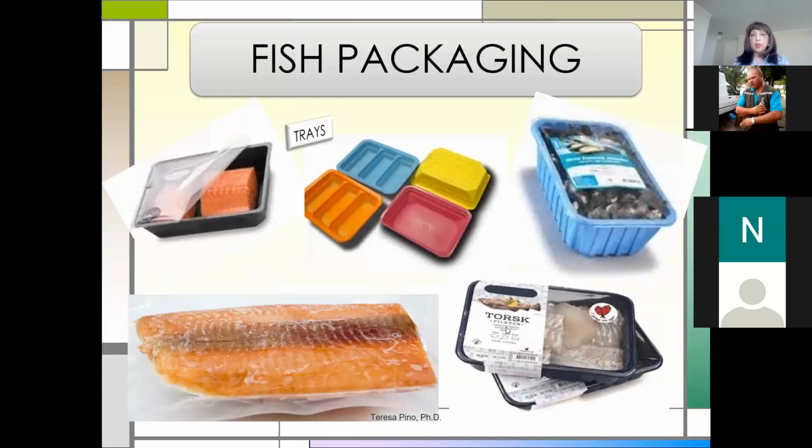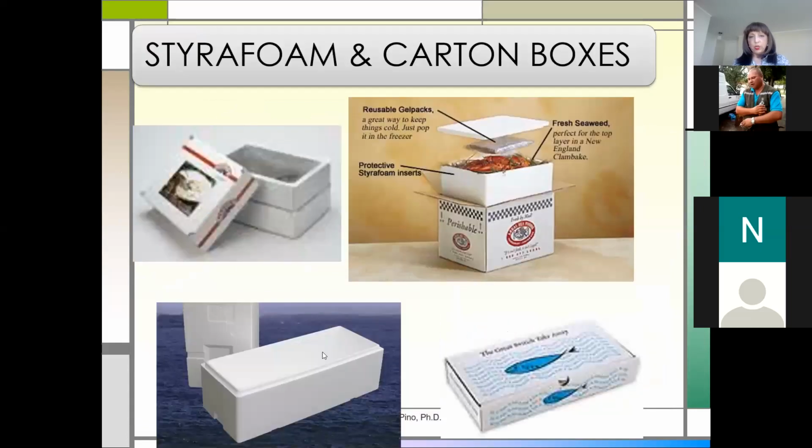Okay, let's go with fishing packaging. Here we're going to repeat several things. These are vacuum sealed and trays, customized trays. So we repeat much of what we have already said. What we have here is styrofoam, which is usually used because of the ice. Now, again, this depends on the budget, how much money you are devoting for the packaging.